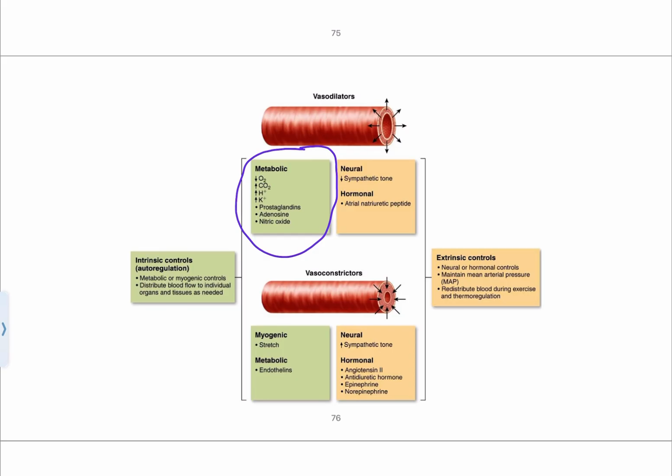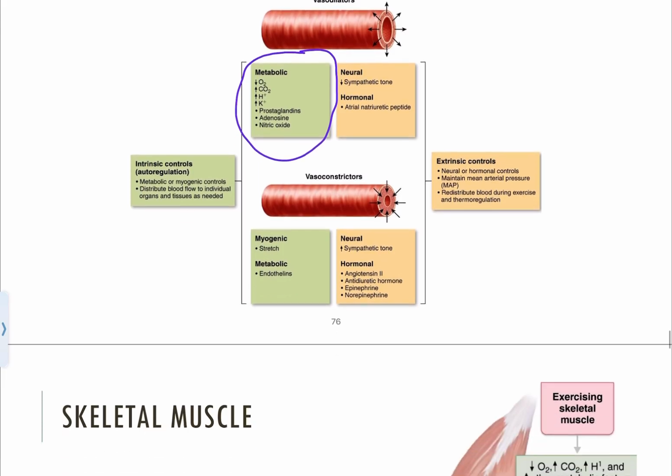If we're talking about extrinsic controls, we really haven't talked about those yet, but I'll just point them out now. If we don't have a lot of sympathetic tone, that's going to cause dilation. If we do have a lot of sympathetic tone, that's going to increase constriction. The hormones will hit here in a little bit.